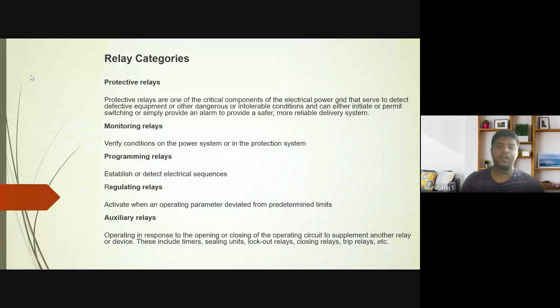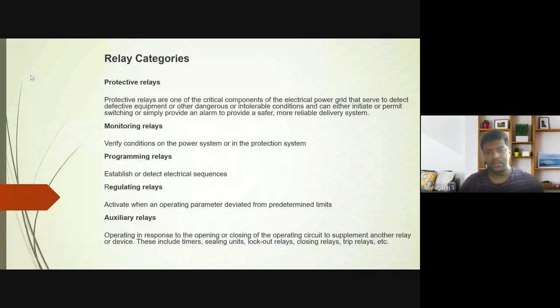And programming relays. Whenever you have a type of protection, you take some inputs, and according to the inputs, you use your logic tables like truth tables, using digital functions like AND, OR, NAND, or NOT. Using these functions, you build a logic. Accordingly, based on the program, some actions have to be done. That kind of relays are called programming relays.